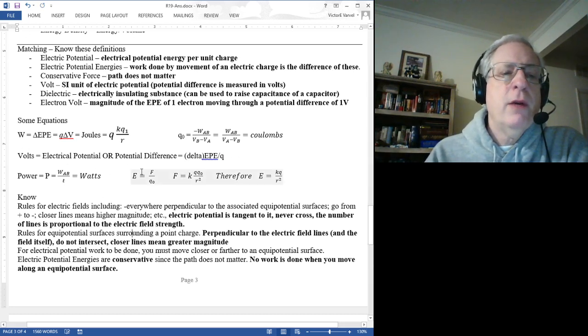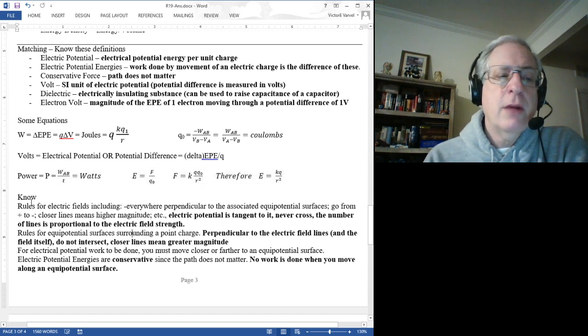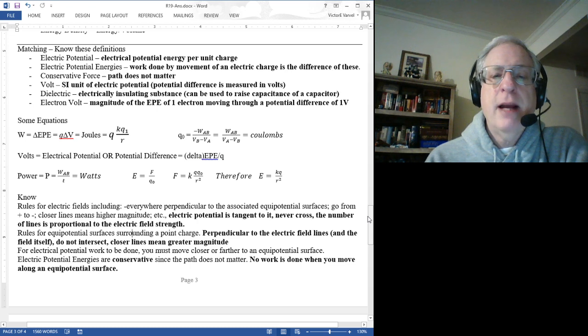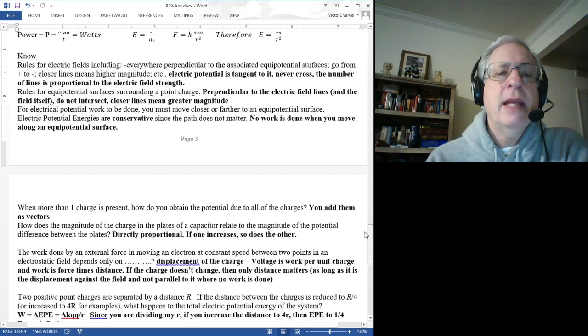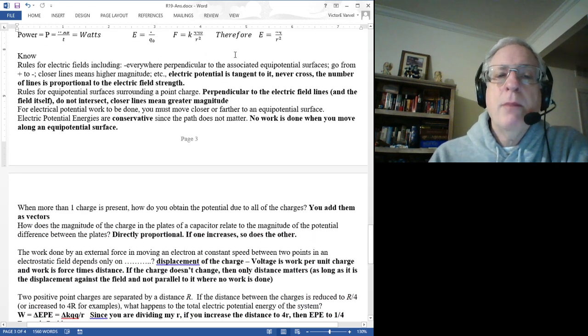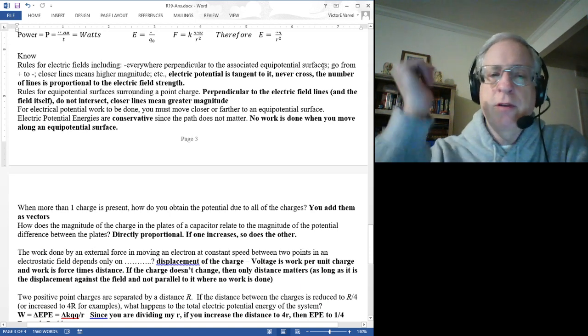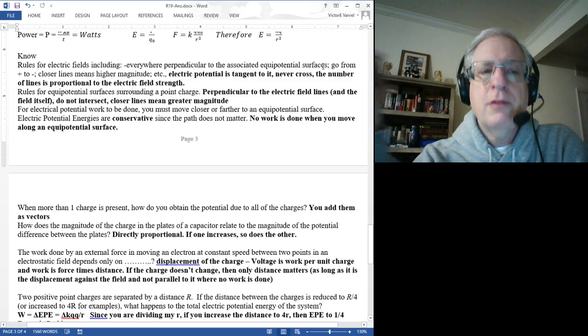All right, so I threw some equations here. You're welcome to look at those, but let's talk about things you need to know. Electric field lines were in the last chapter, so you should already know about them, but keep in mind that they are everywhere perpendicular to the associated equipotential surfaces. That's this chapter's topic. They always go from plus to minus.